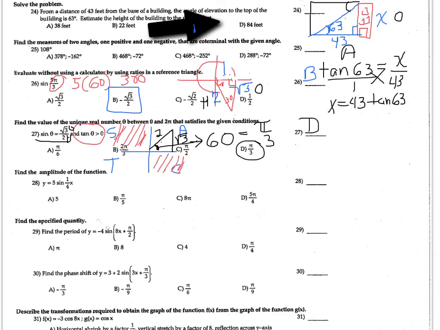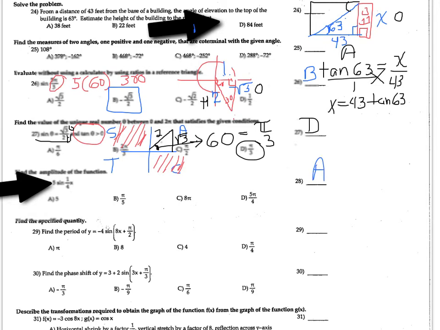I use the unit circle. The sine is in white. Sine is the y. That is right. Yes. Okay, that's a good point. Very good. On problem number 28, it says, what is the amplitude? What is the amplitude in a sinusoid? It's the number in front of the sine, right? That is the amplitude. So it's just 5. So it's A.